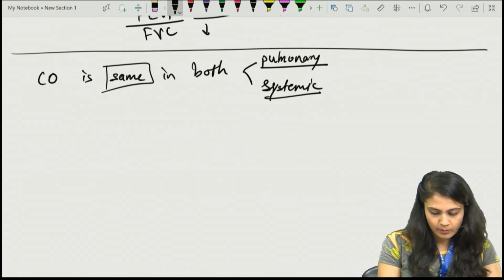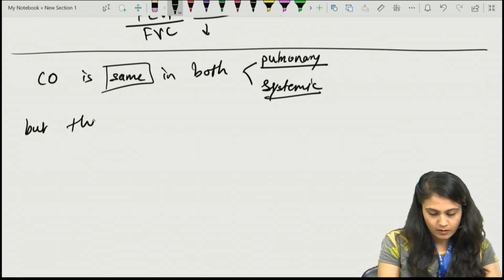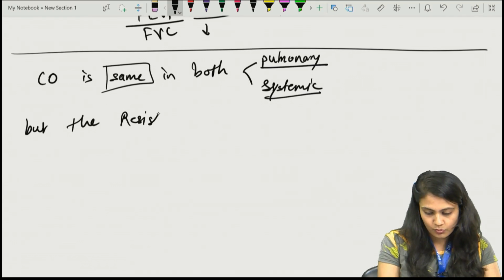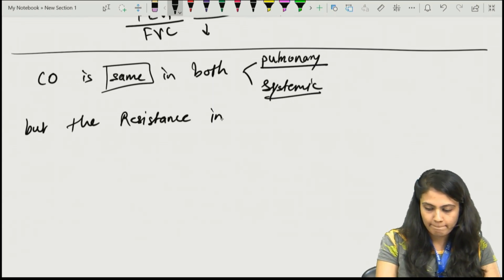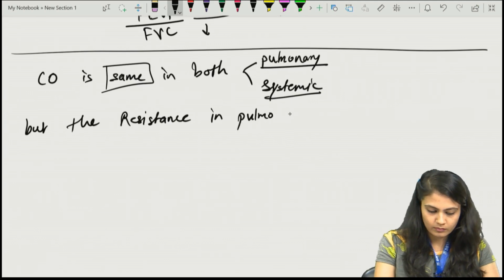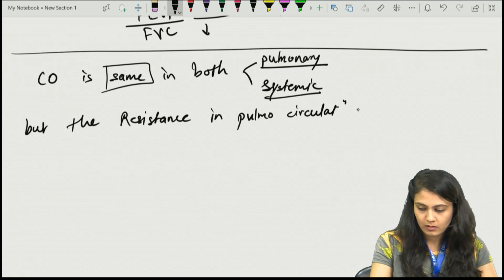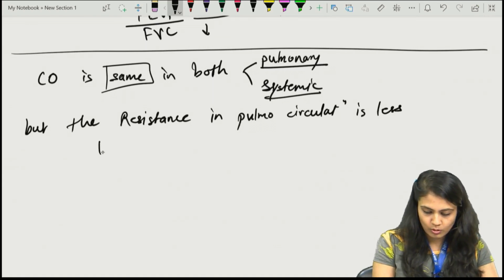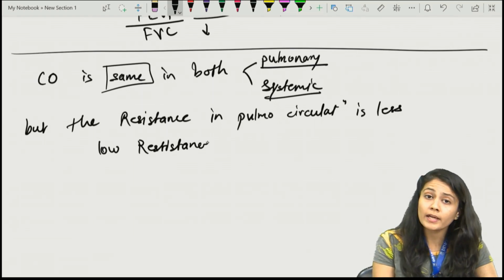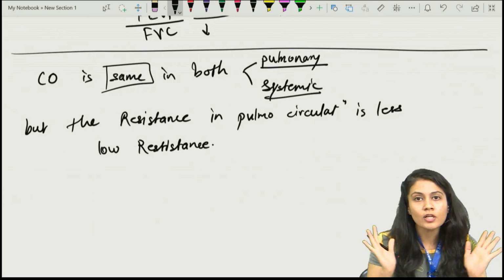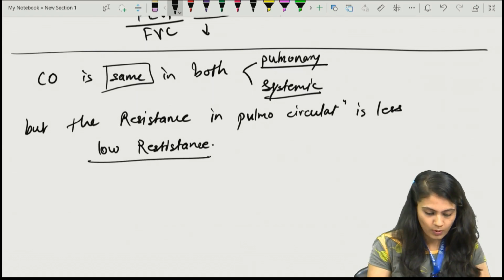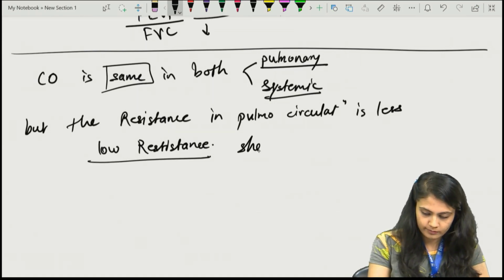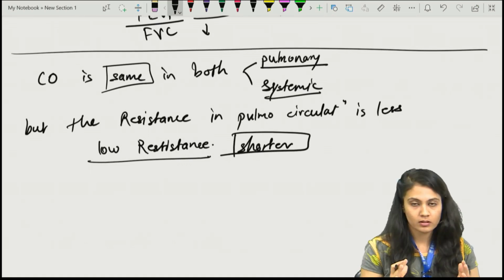But the resistance in pulmonary circulation is less. So low resistance. Why low resistance over here? Because it is a shorter route. It is a shorter circulation as compared to the systemic circulation.